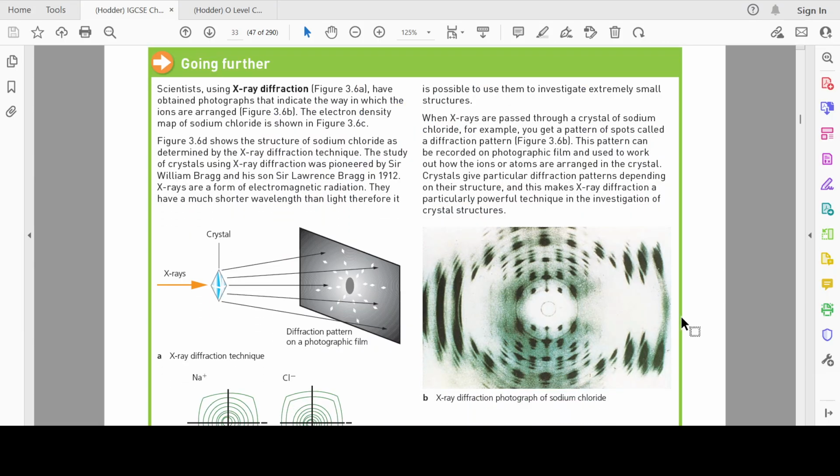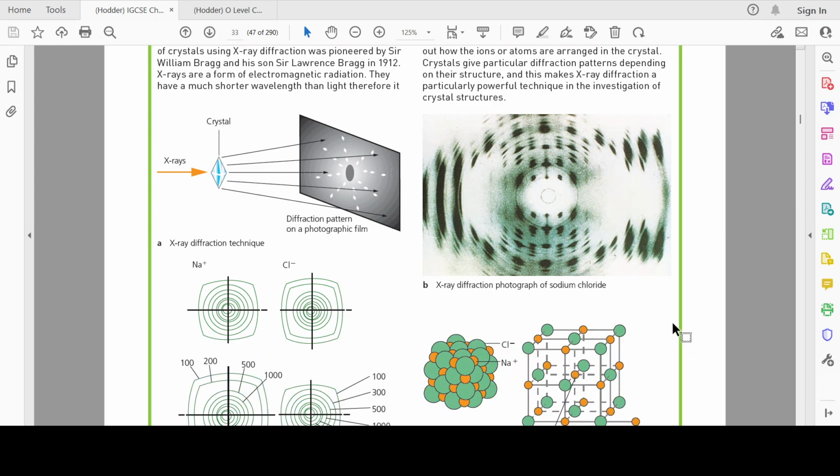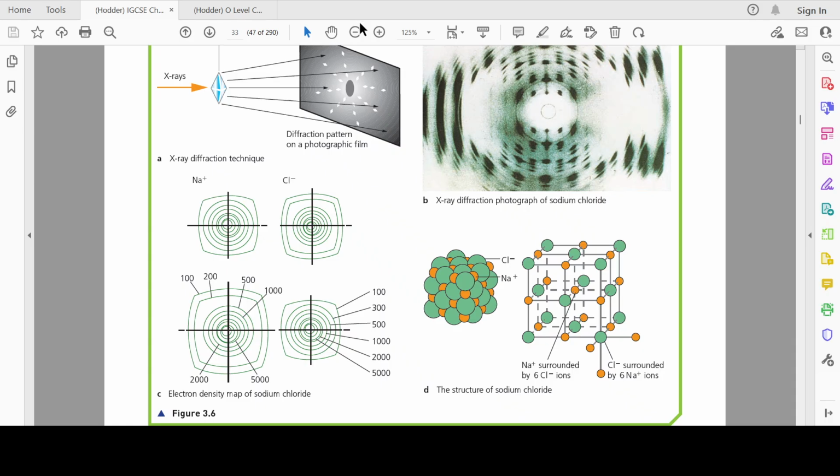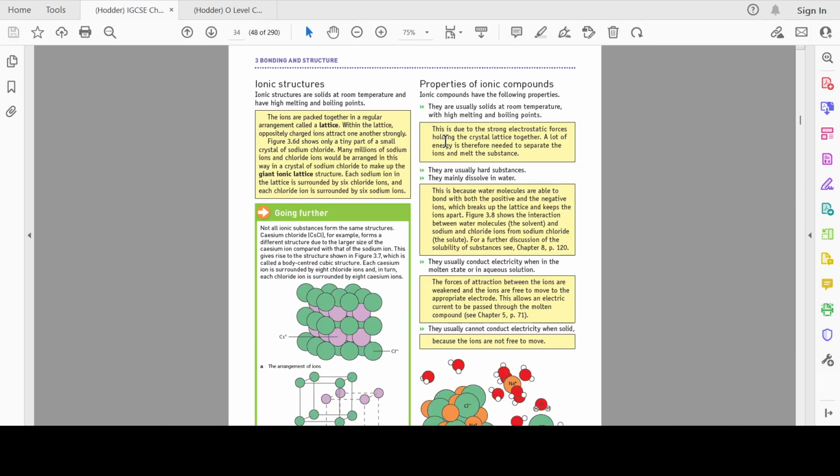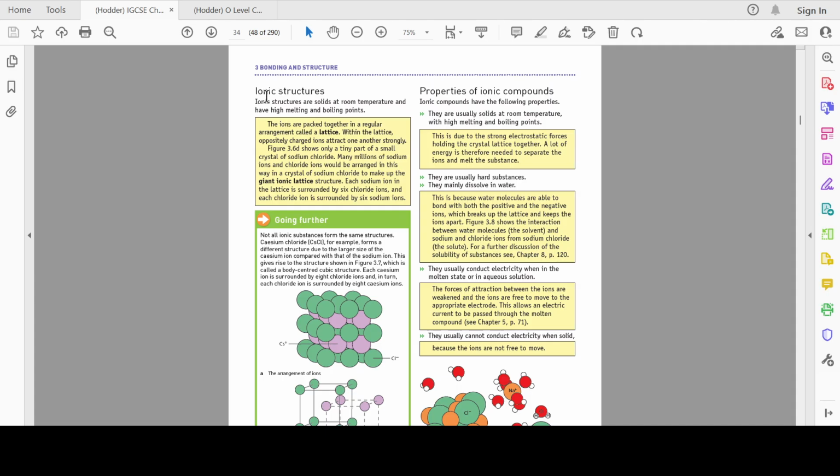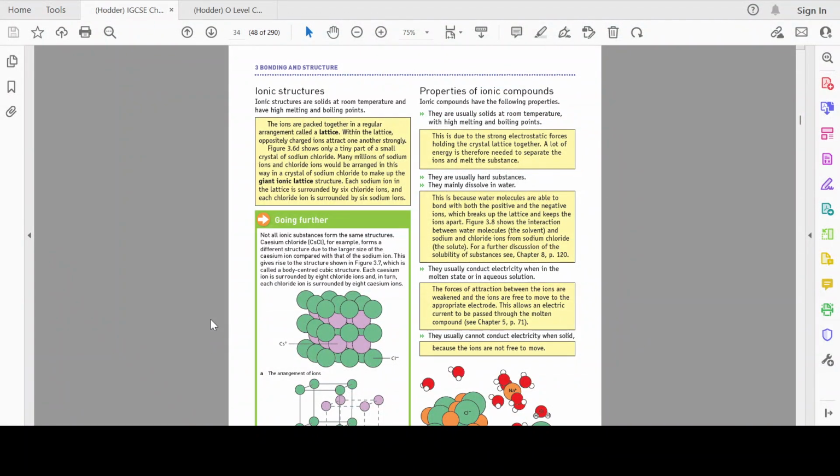Okay, we'll just end class here. The next topic is ionic structures, which we will do in our next class, which will be tomorrow. All good so far? Any questions? Okay, then I'll see you in tomorrow's class.